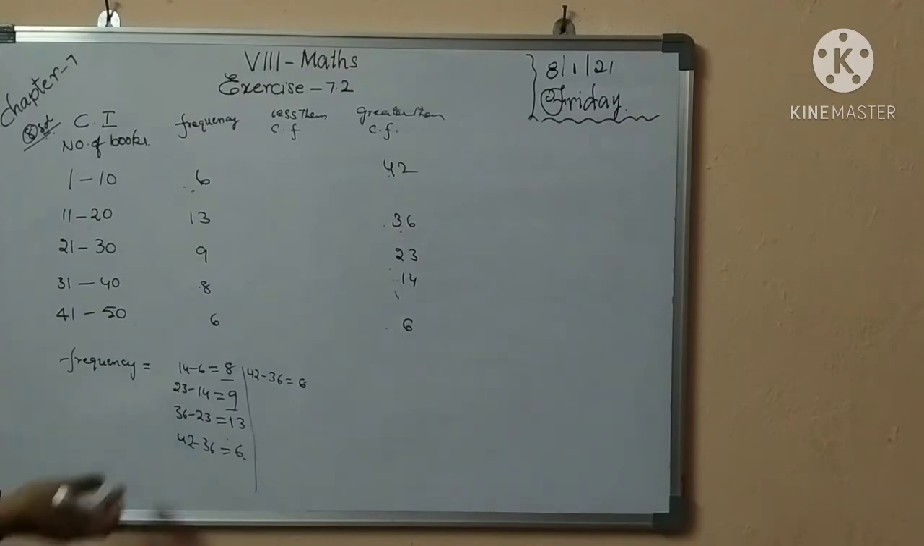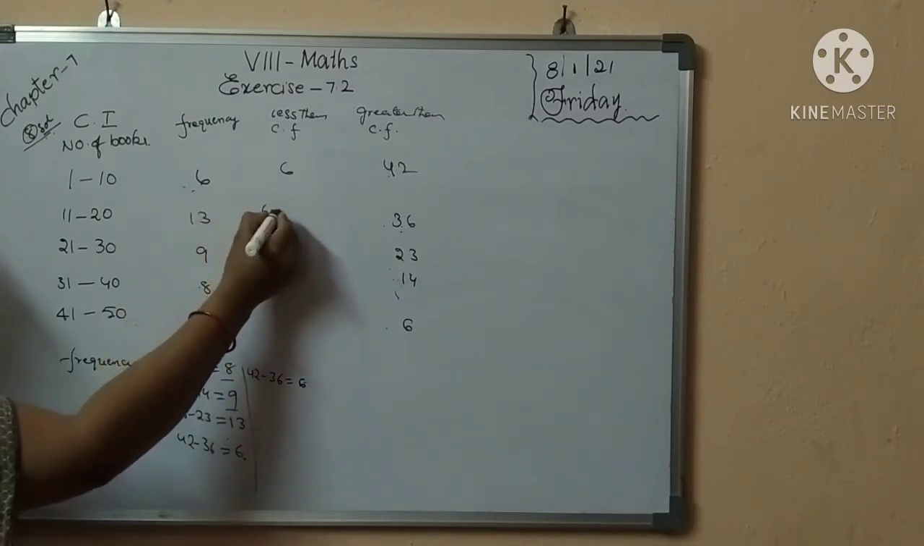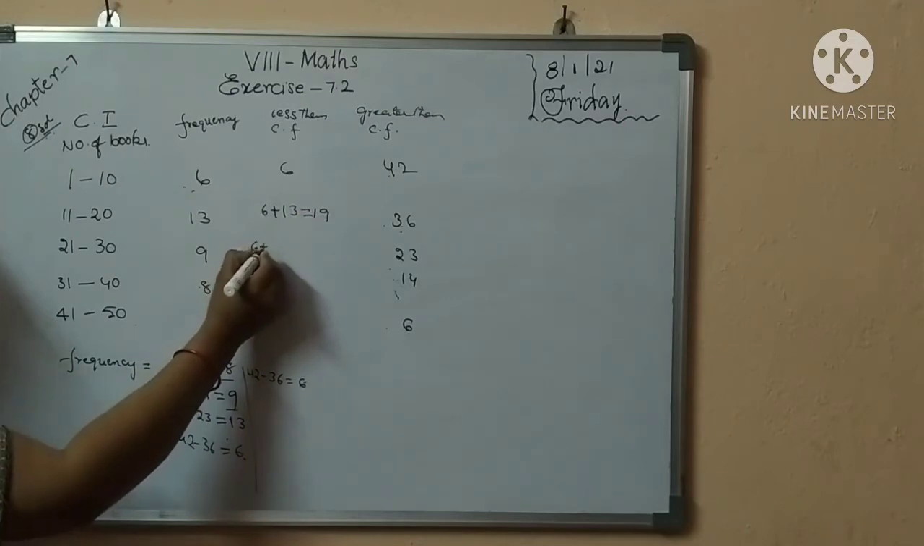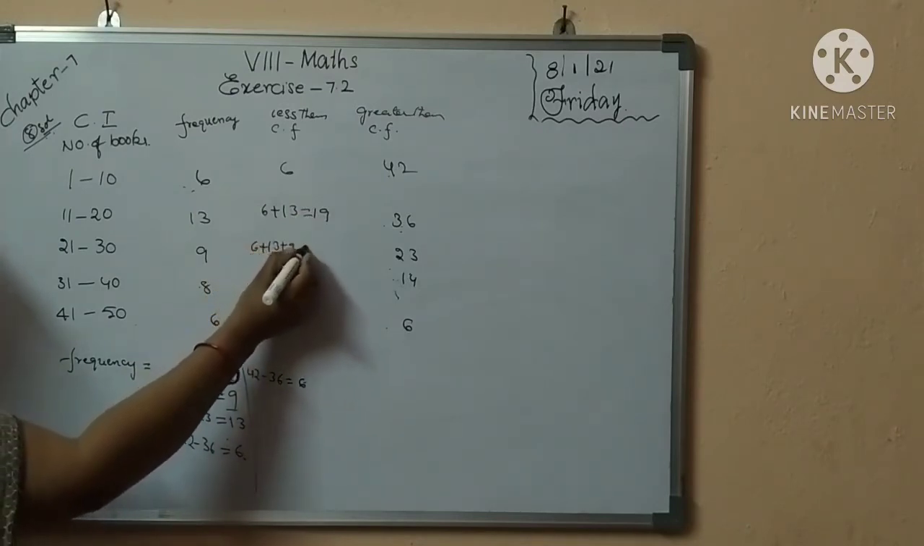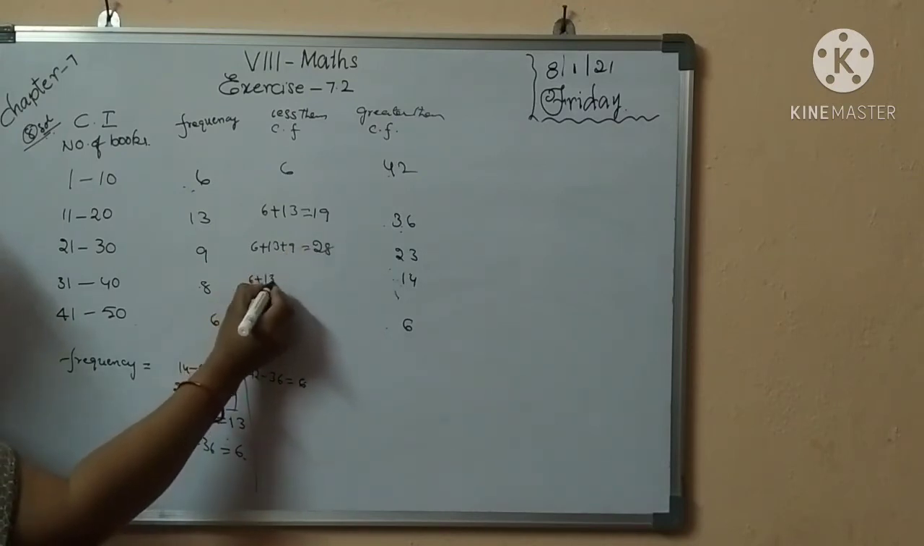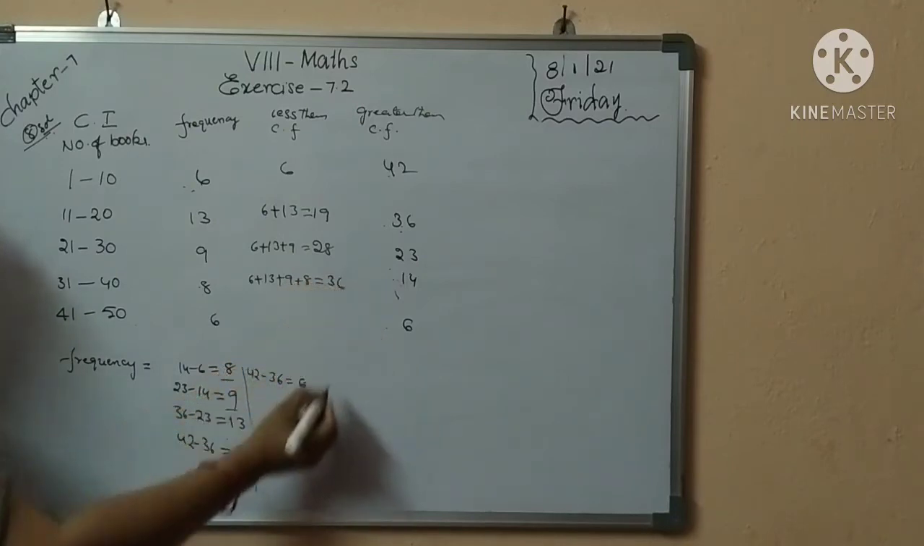Next, the less than cumulative frequency. We know that as usual we write the 6, and next we add the frequencies. 6 plus 13 is 19. 6 plus 13 plus 9 is 28. Next, 6 plus 13 plus 9 plus 8 is 36.